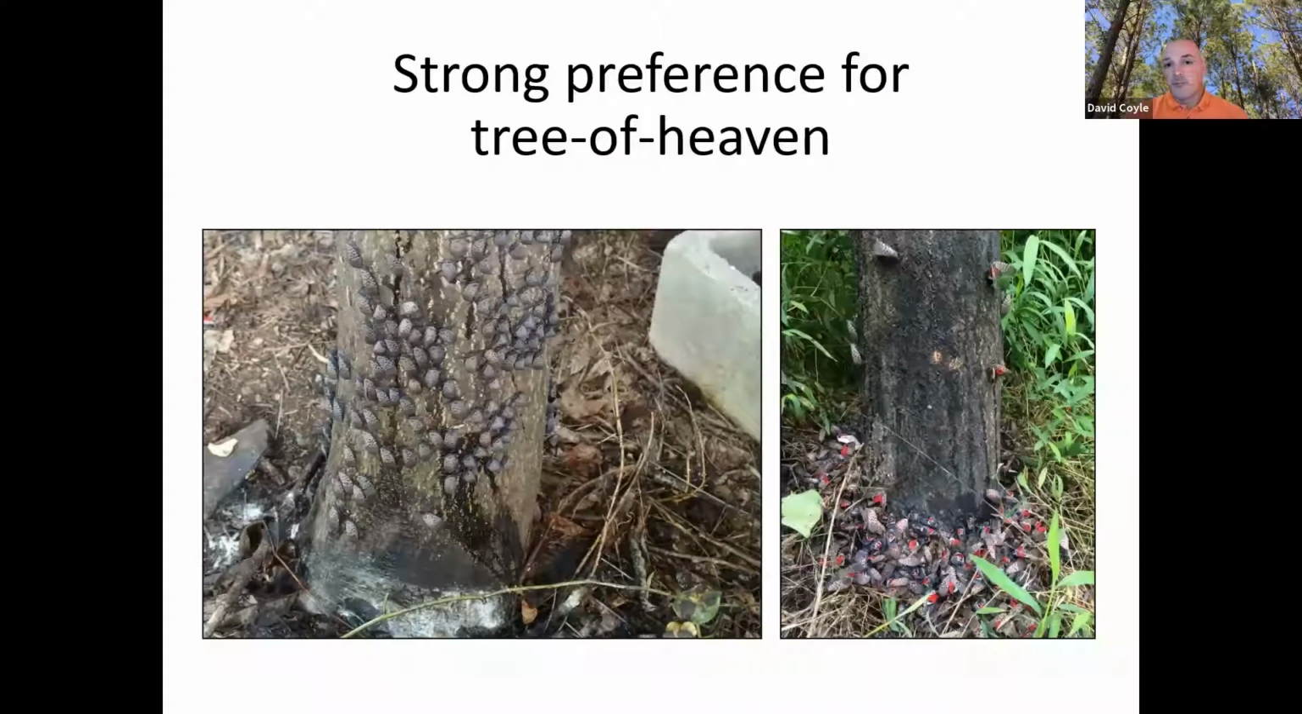They have a strong preference for tree of heaven, which is another invasive plant. They tend to congregate on it, and in some cases, people have used tree of heaven as a trap tree. So you can get rid of all sorts of trees, tree of heavens, and leave one in the middle of an area, and they will all go to it. You can then treat that thing with insecticide and kill hundreds of them at a time.